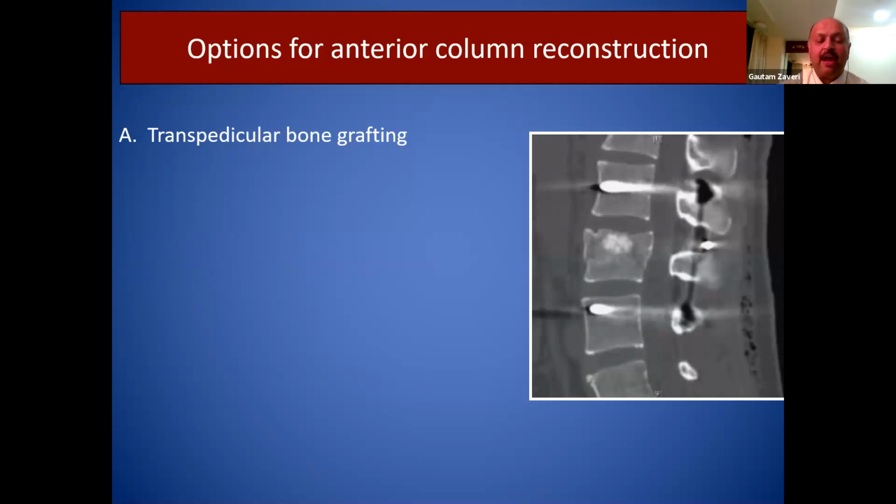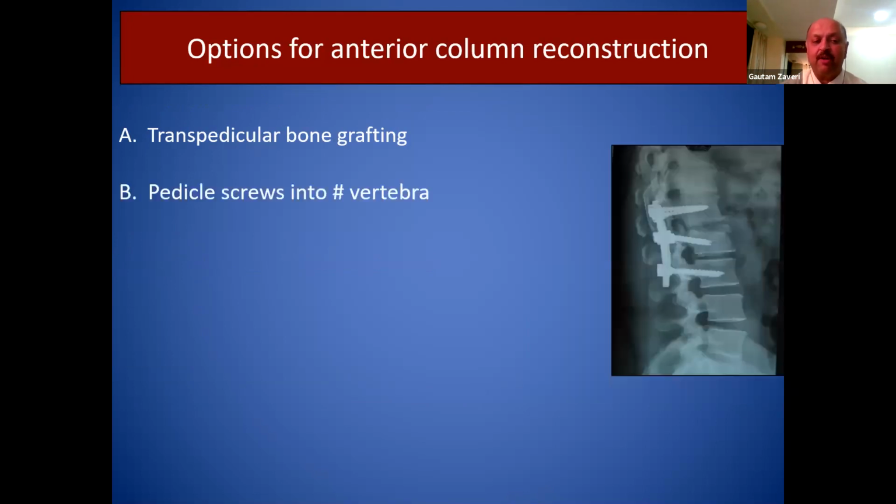One can put bone graft from the back into the front through the pedicle using a funnel and pushing graft into the vertebral body. This is called a transpedicular bone graft, which shores up the vertebral body. What is very commonly used these days is what is called an index screw, or a screw which goes into the fractured vertebral body. This helps to strengthen the construct by increasing the pull-out strength and the stiffness.